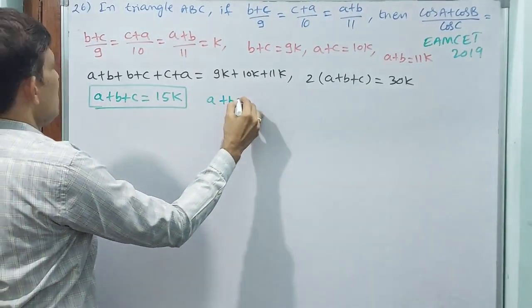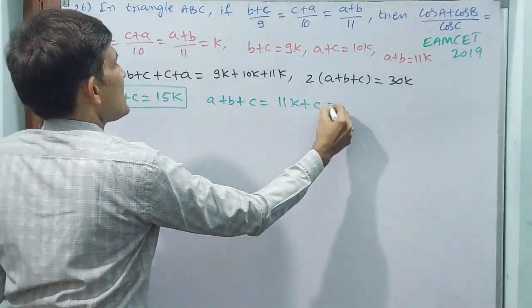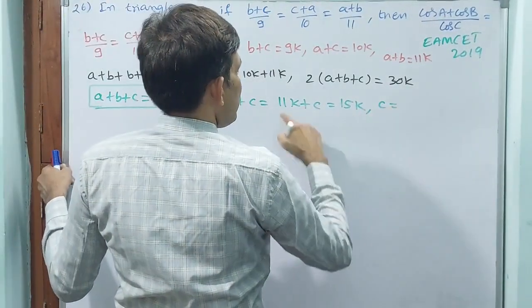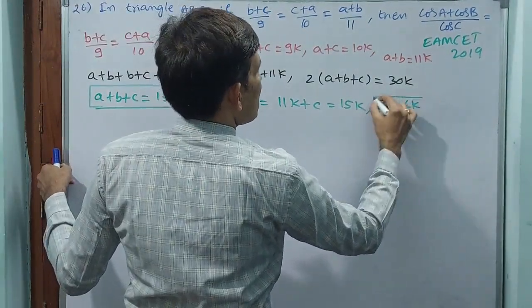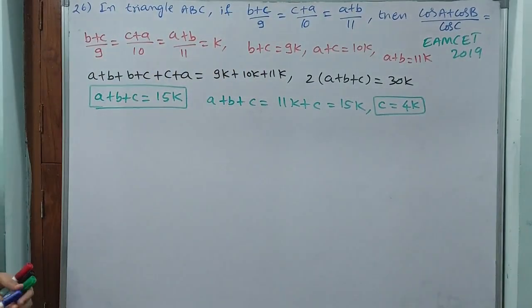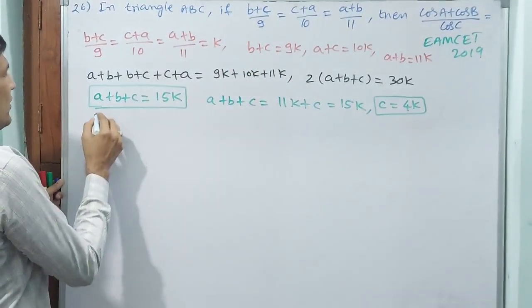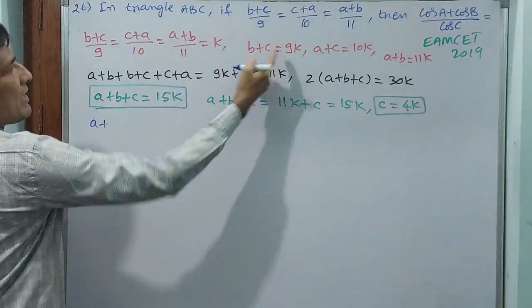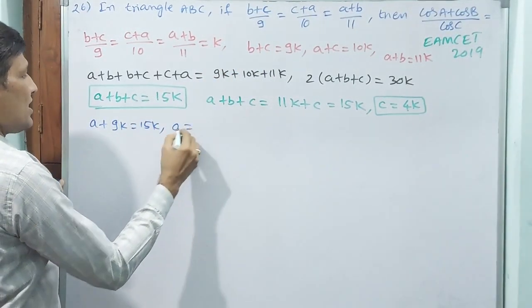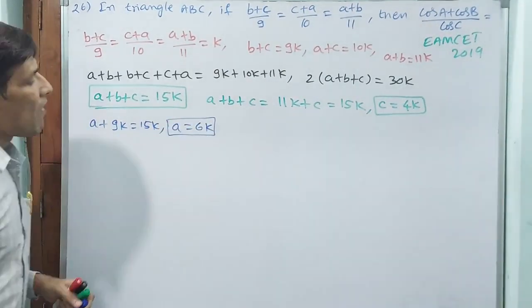a + b + c = 11k + c, that is equal to 15k, or else c will be 4k. Okay, you box it there. How much have you got? c = 4k. Then you see b + c = 9k. That means a + b + c, b + c value is 9k, 9k = 15k, or else a = 6k. 15 minus 9.